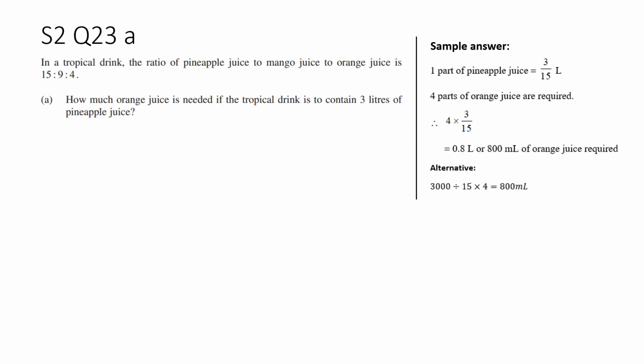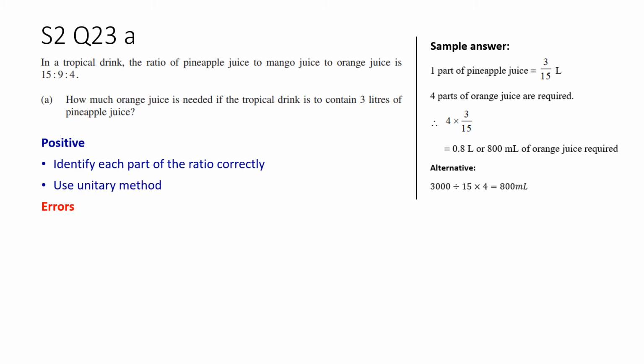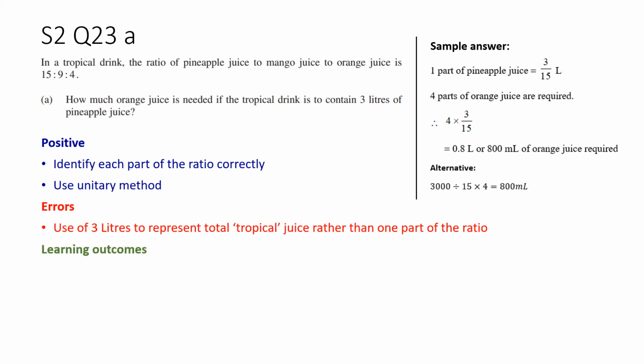Question 23A. In better responses, students were able to identify each part of the ratio correctly, show their understanding of proportionality, and use the unitary method effectively. Students should carefully read the question so that they are aware that the 3 litres does not represent the whole tropical drink, but only one ingredient. Students should clearly indicate their answer in their working.